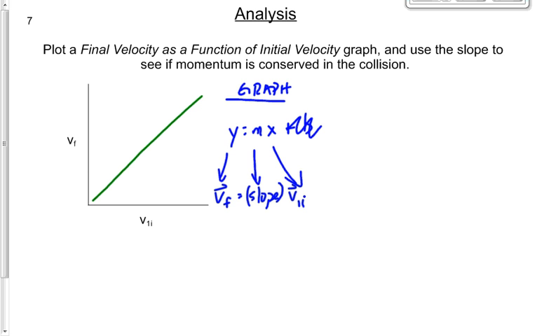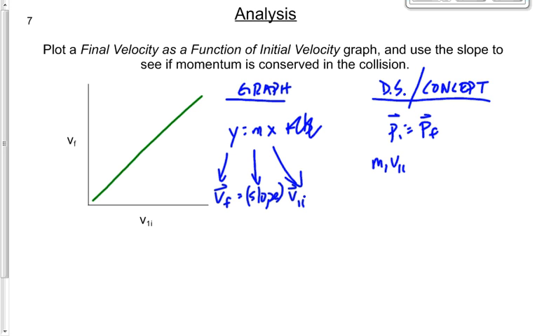That's easy enough, I think. Now we got to get an equation from our data sheet or from some kind of concept that we know. A data sheet or a concept. Well, the concept that applies here would be conservation of momentum. Pi is equal to Pf. The initial momentum would be m1 v1i plus 0. Why plus 0? Right, second object is at rest, therefore it has no momentum. Equals, well, they're sticking together after the collision, so we're going to say it's mvf. Good?